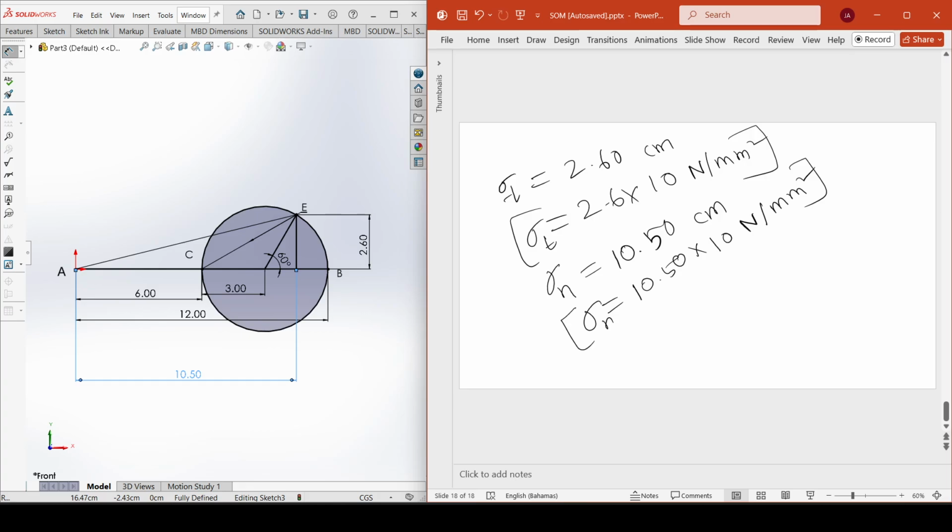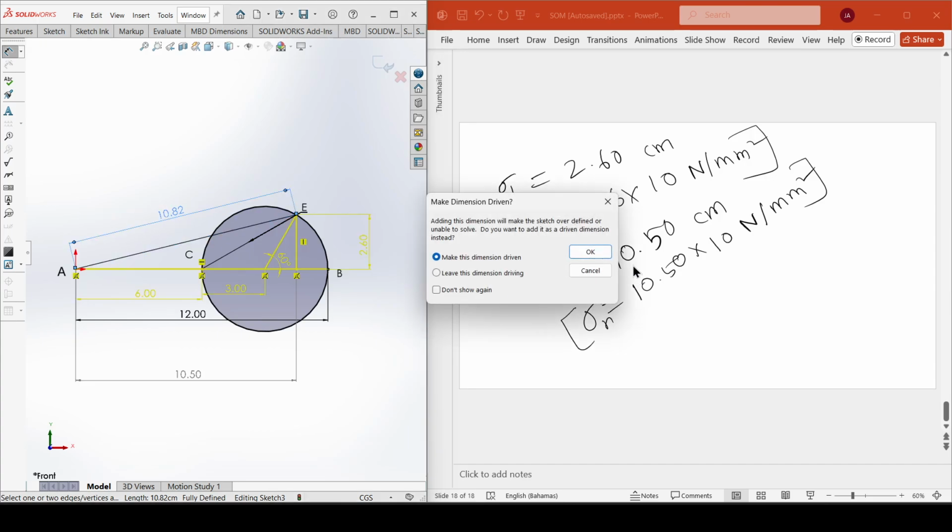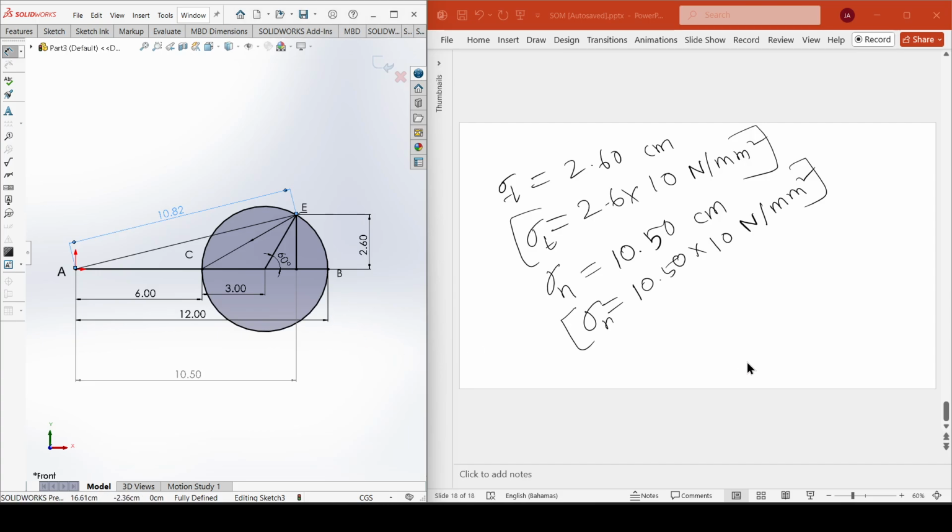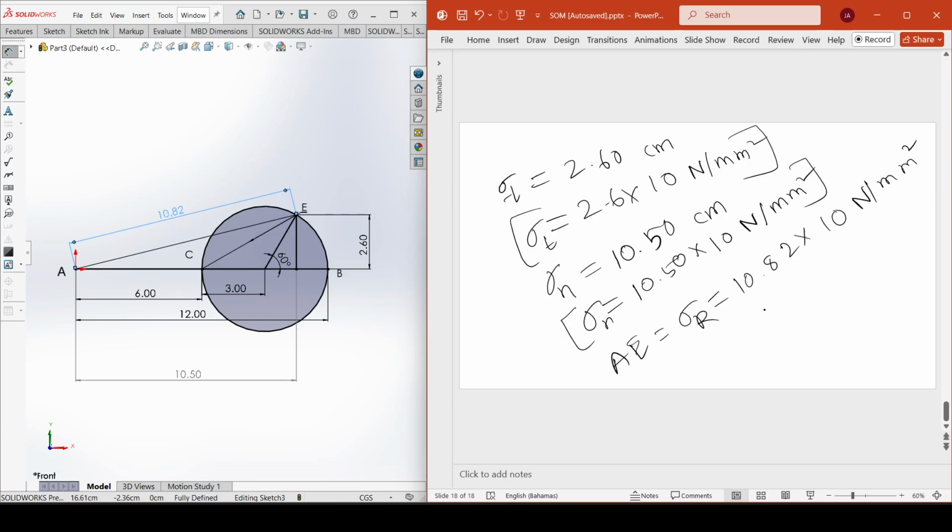Now you can understand what is the value for the resultant stress. Okay, so this is your value for the resultant stress, the value of this AE. AE is also the sigma R, and that is going to be 10.82 into 10 Newton per millimeter square. So if you just multiply 10 with that, then you will get the resultant stress as well.